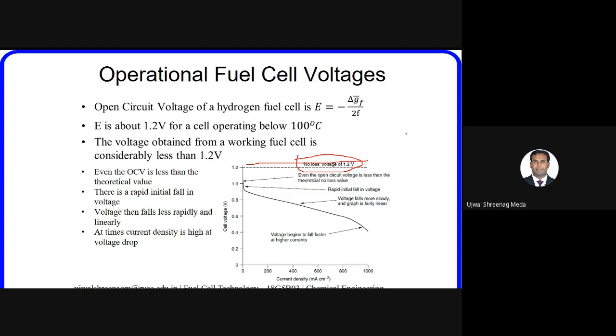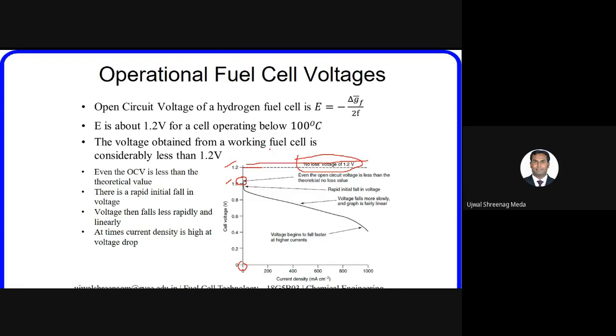However, when a load is connected to the fuel cell and you have switched on the fuel cell, but no current is being drawn, the load is just connected, but the current is not being drawn out of the fuel cell, in such a case, even when the current drawn is zero, the voltage that is measured is not the same as the theoretical no loss voltage. So instead of 1.2, it is close to 1.01 or 1.02. So 1.2 is the no loss voltage and 1.02 is the actual voltage that is measured.